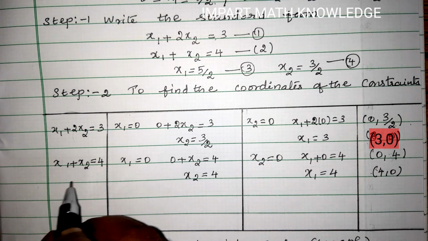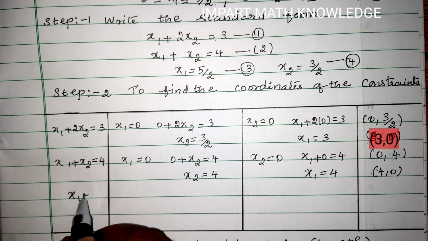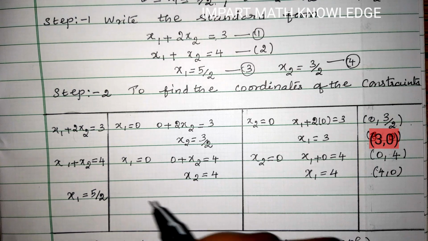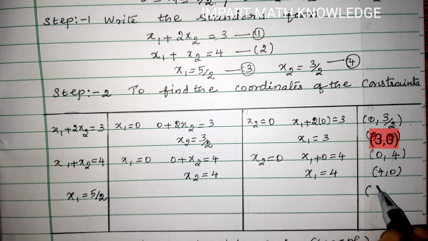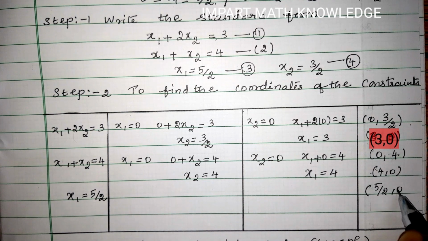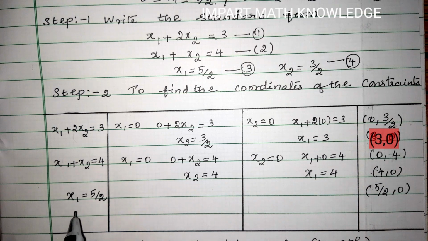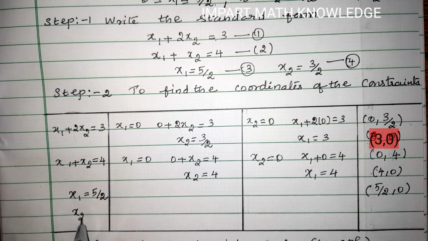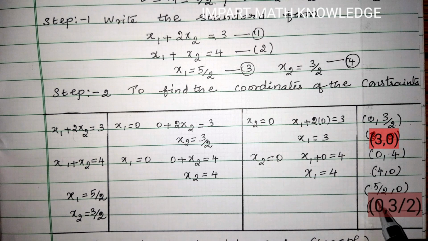Now I take the third equation. The third one is x1 is equal to 5 by 2. Therefore the coordinate is 5 by 2, 0. Now I take the fourth constraint, x2 is equal to 3 by 2. So the coordinate is 0, 3 by 2.